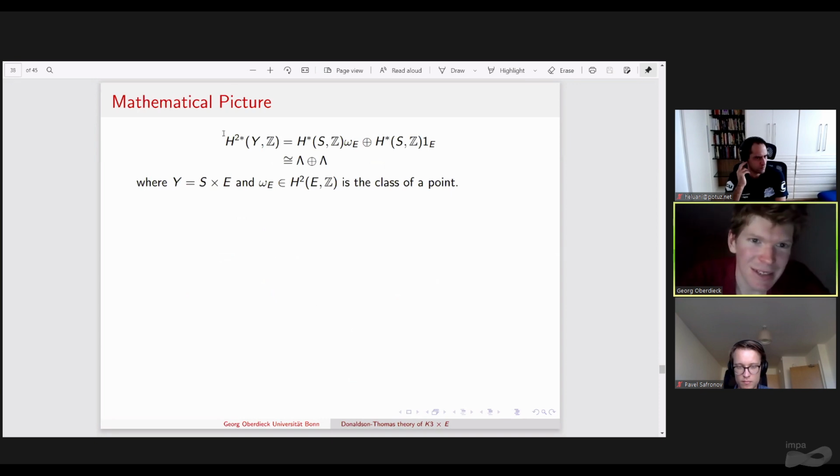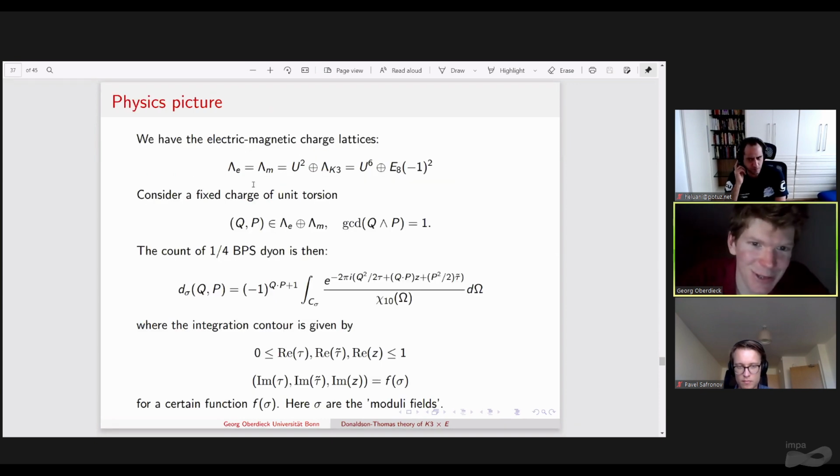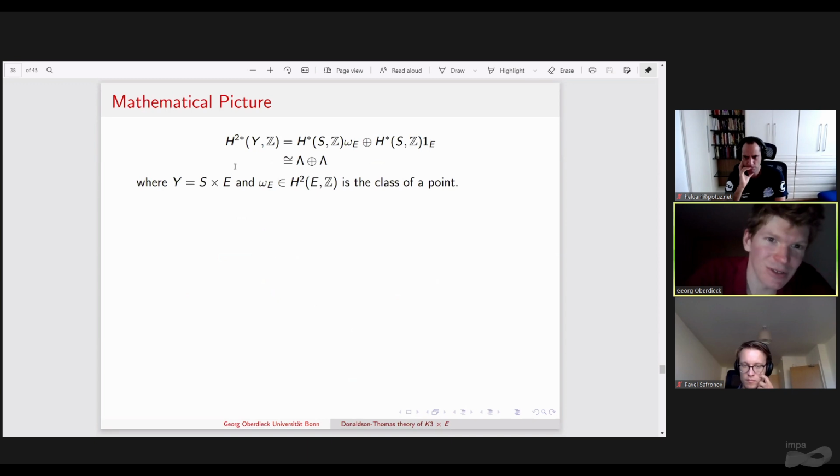So first of all, what should be the analog of this? So I have to tell you all of these analogs of the story. So what is the electromagnetic charge lattice? What's the mathematical analog of that? And so I think the most natural thing to do is just to look at the even cohomology of this K3, so K3 surface times elliptic curve.